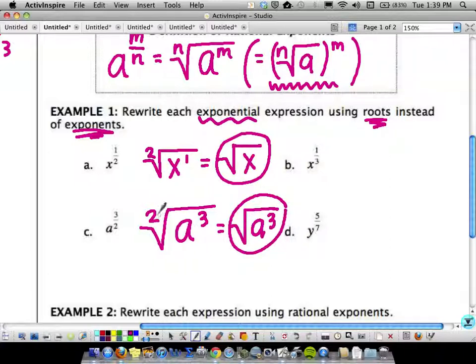Now, if this number over here in front of the radical was anything other than 2, then we would want to leave the number there. So if this was a 3 or a 4, we would keep it in our final answer. Go ahead and try B and D, and then the substitute will just check in with you about those correct answers, and then we'll move on to something else.